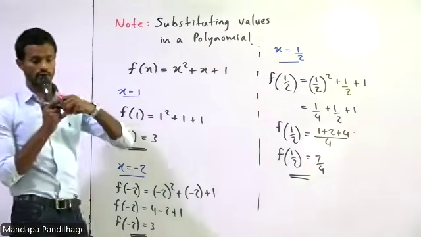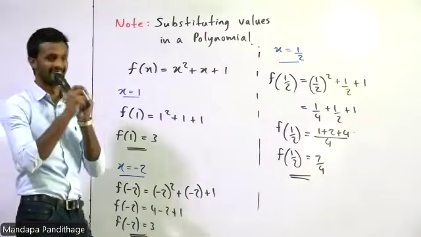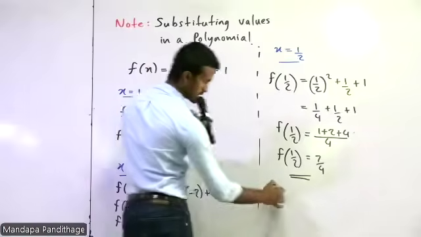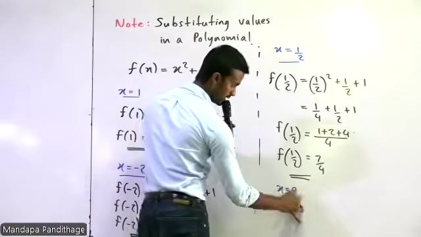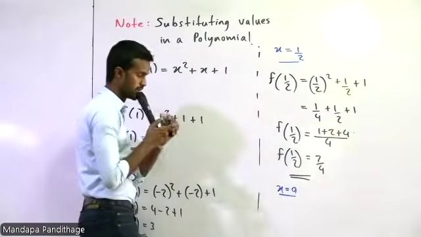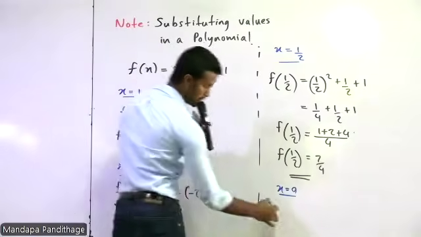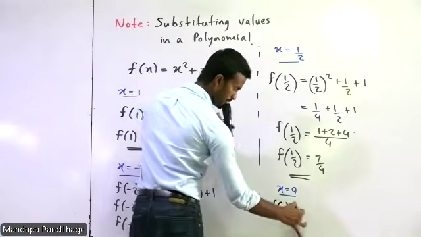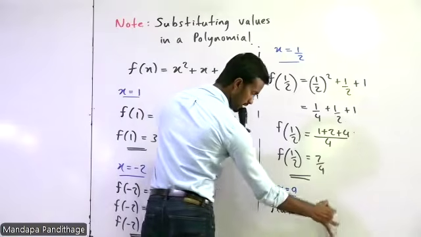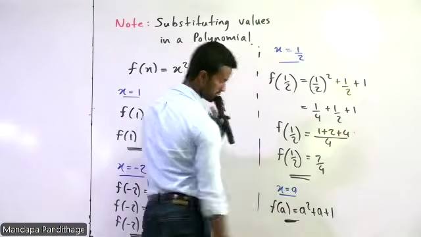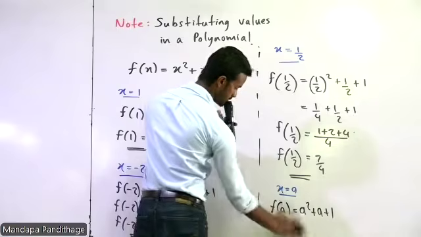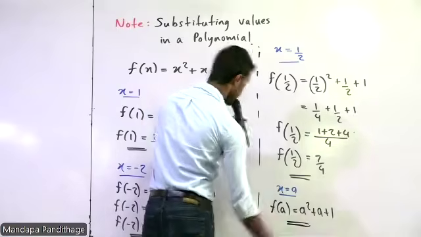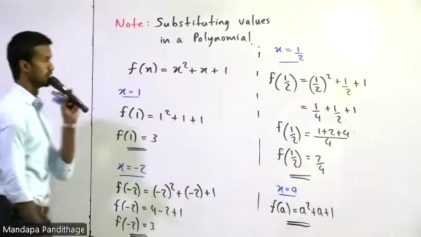Clear? Not only values, you can even put letters. x equals a. So if you put x equals a, you get f(a) is equal to a squared plus a plus 1. Clear? Okay. Write in this way in a normal pen.